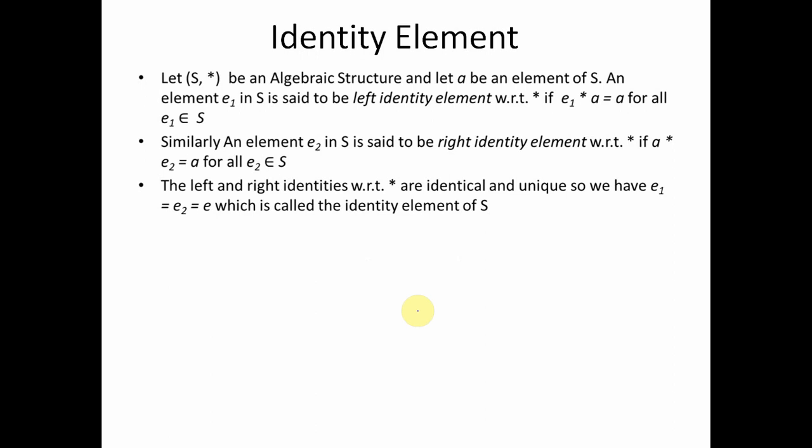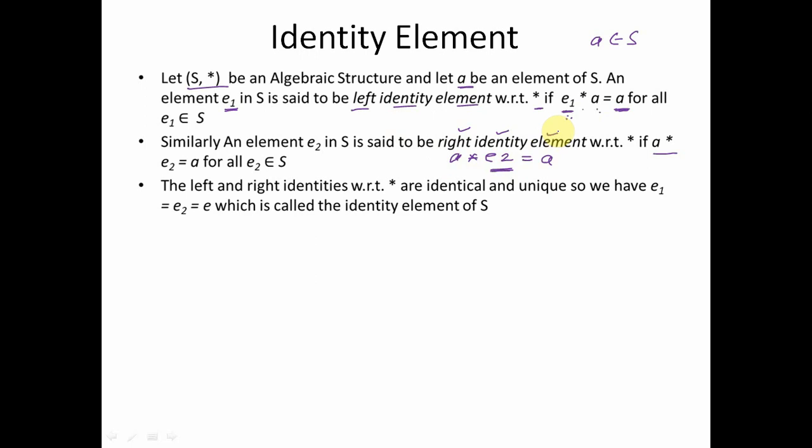Next, let's talk about identity element. Let (S, star) be an algebraic structure and let A be any element of S. Suppose A belongs to S. An element E1 in S is said to be a left identity element with respect to star if E1 star A is equal to A. When E1 operates on A from the left hand side, the result is also A. And if it is operated from the right hand side, A star E2 is equal to A, then it is said to be a right identity element.